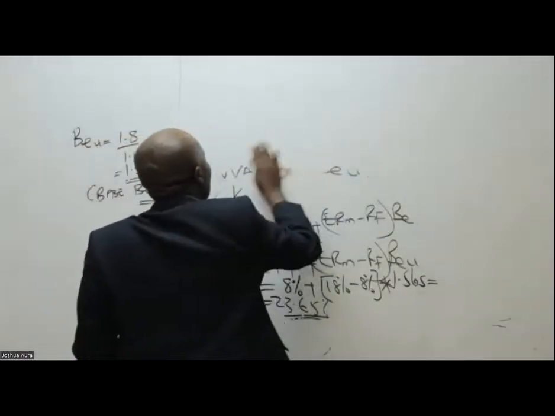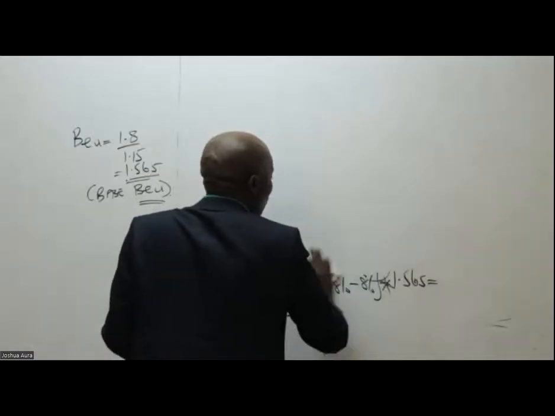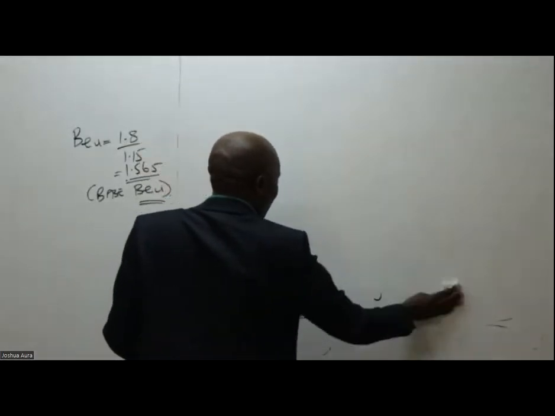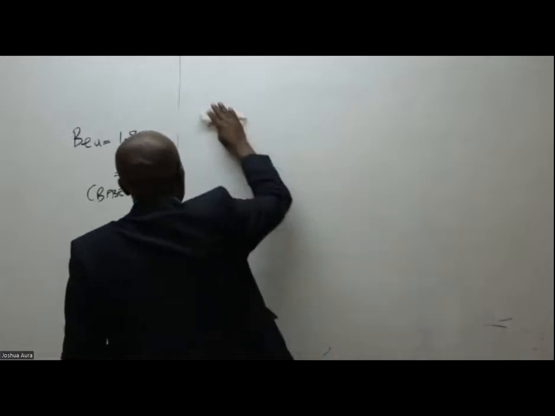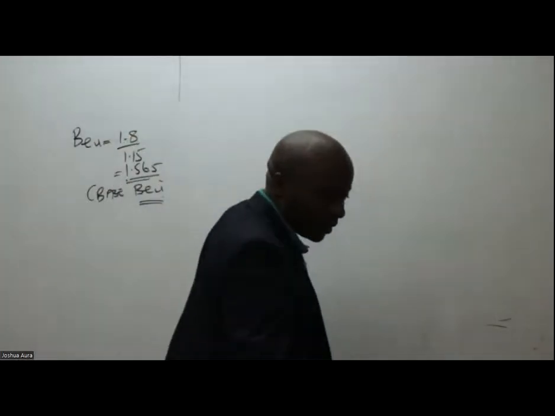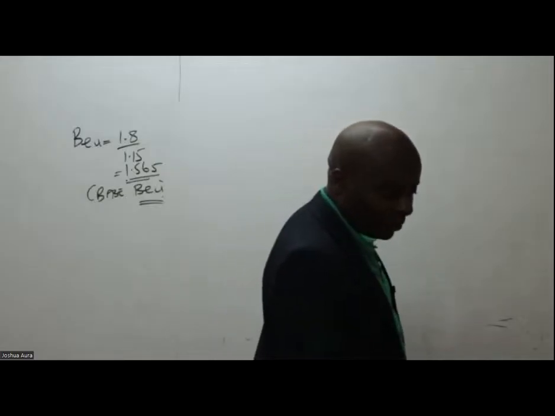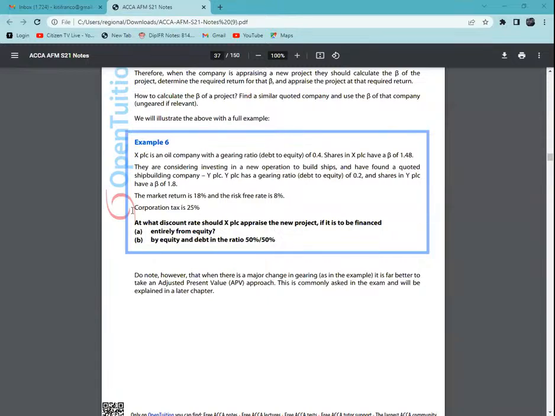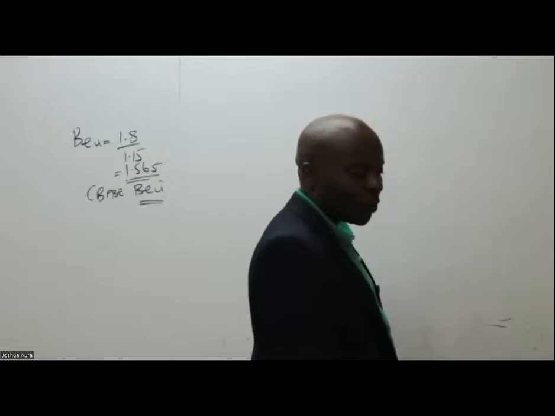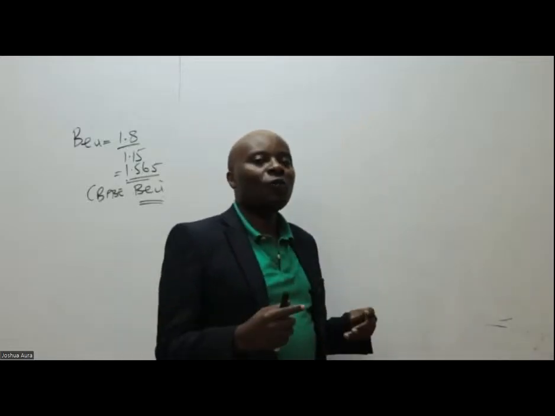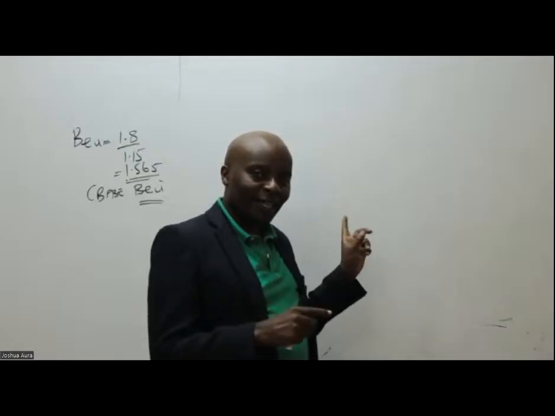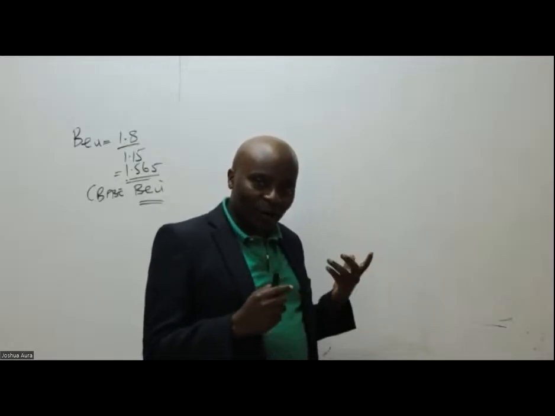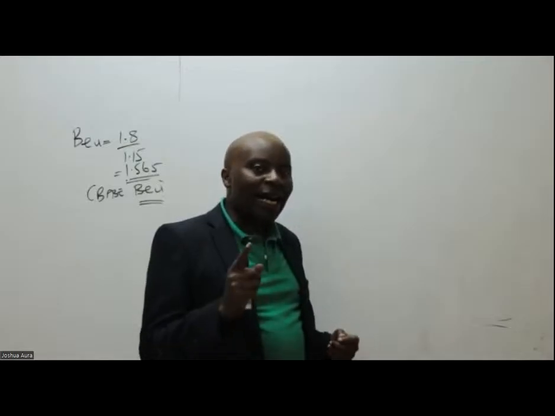Now, with your permission, I'll go straight away to number 2 of this question. I love it. Now we have some gearing. Now we have some debt coming in the equation. This time around, the financing is through equity and debt in the ratio of 50 to 50. No worries at all. It means that we must convert the BEU that we got there into BEL, because now the firm we are dealing with has debt.